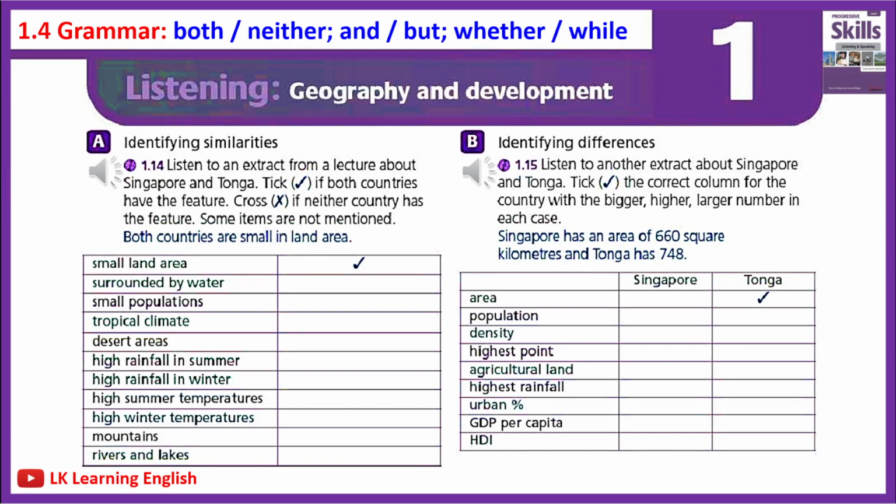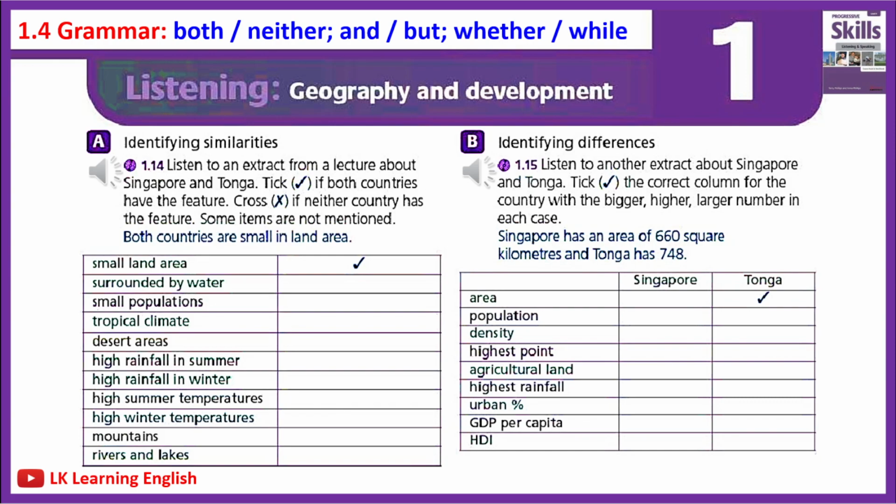So we have seen some of the similarities between Tonga and Singapore. Now let's consider the differences between these island nations. I said that both are small, but there are big differences between them. Singapore has an area of 660 square kilometres, and Tonga has 748. However, Singapore is much bigger in terms of population. Singapore has around 5 million people, and the population density is very high, at over 7,000 per square kilometre. In fact, it is one of the most densely populated or crowded countries in the world.